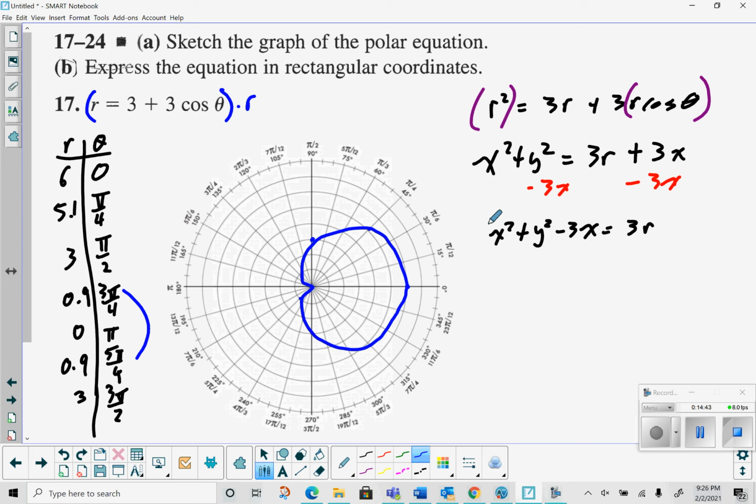So the other option here is square both sides. This is a huge mess. I'm going to leave it in its squared form. Don't see any reason to mess around with that right now. 3r squared means 3r times 3r. So that'll give me 9r squared. And then I can make the substitution there.